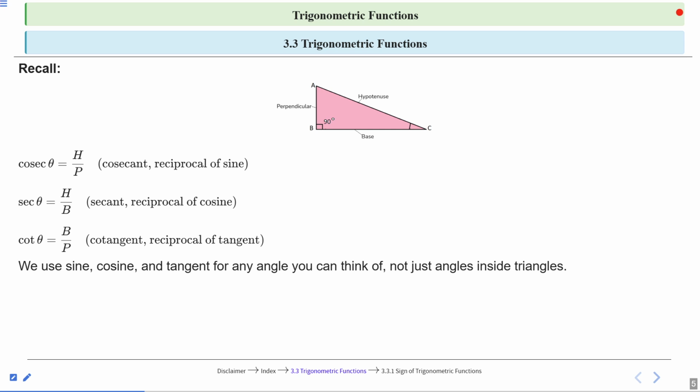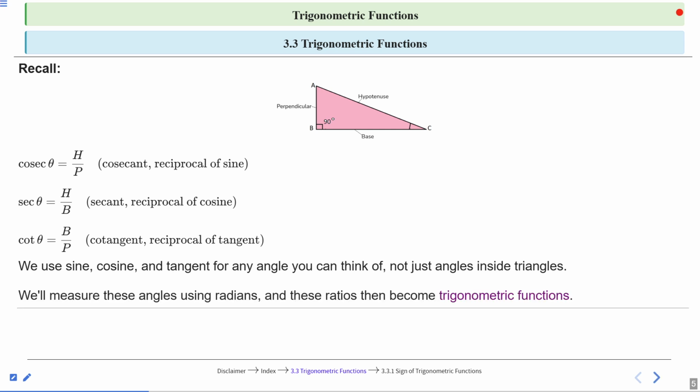Now we use sine, cosine, and tangent for any angle you can think of, not just angles inside the triangle, right? We will measure these angles using radians, and these ratios then become trigonometric functions. Hope it's clear to all.